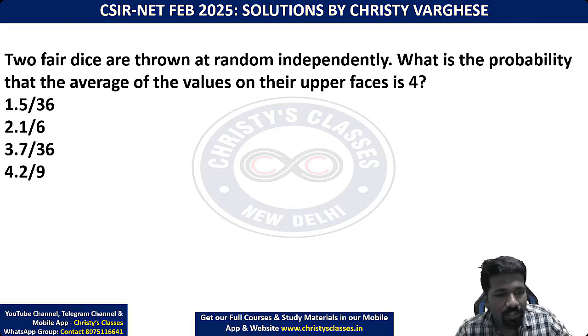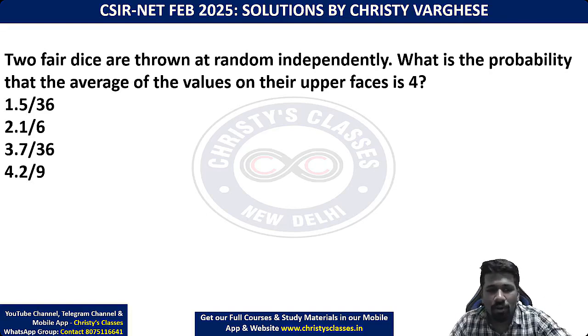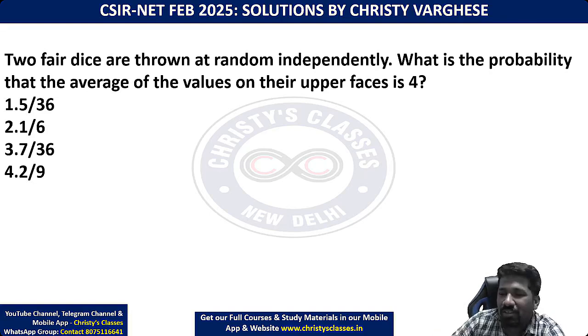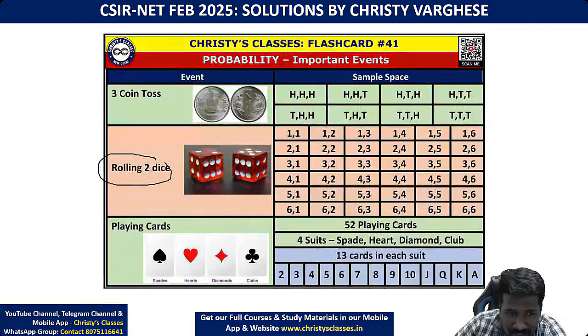Okay, some of you got an answer. 2 fair dice are thrown at random independently. What is fair dice, unfair dice, or biased, unbiased? All these things we'll be discussing in the probability chapter. What is the probability that the average of the values on the upper faces is 4? Dice throwing 2 times, I have told many times, this is a favorite question of CSIR and GATE.